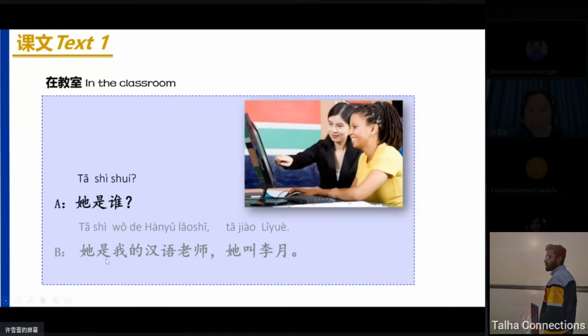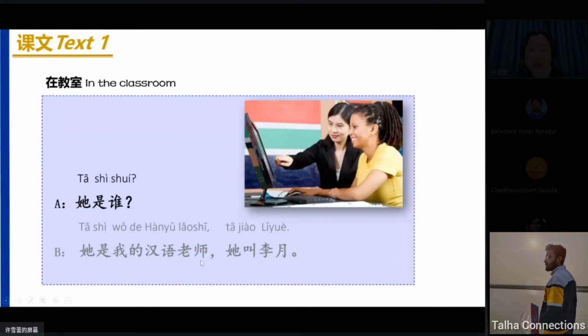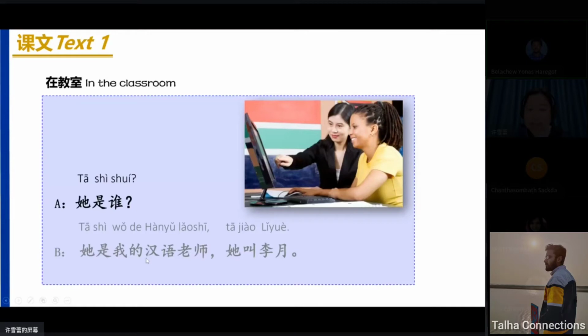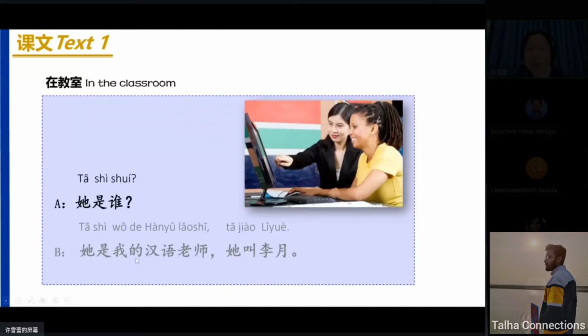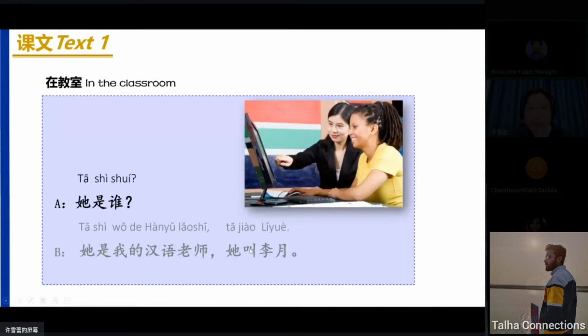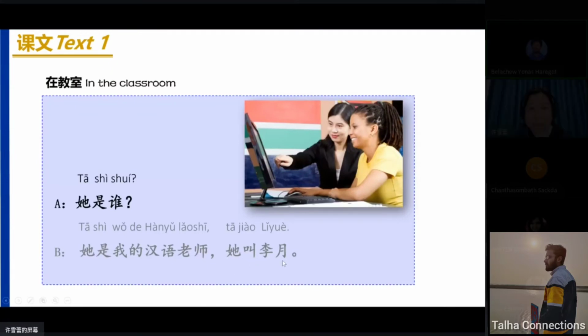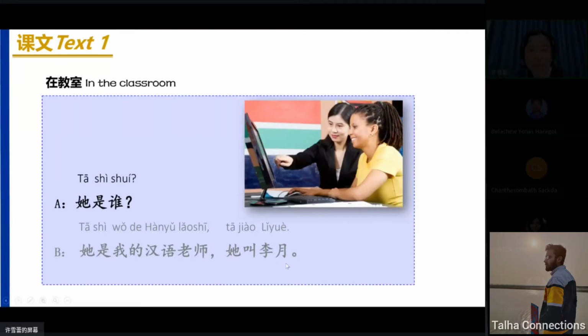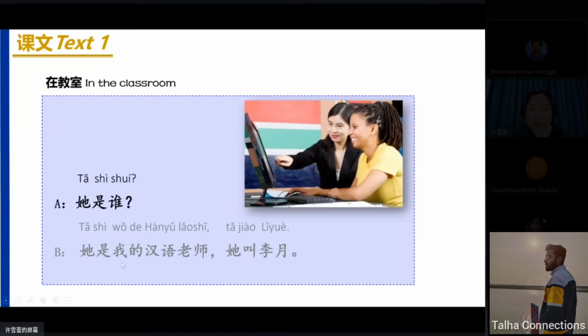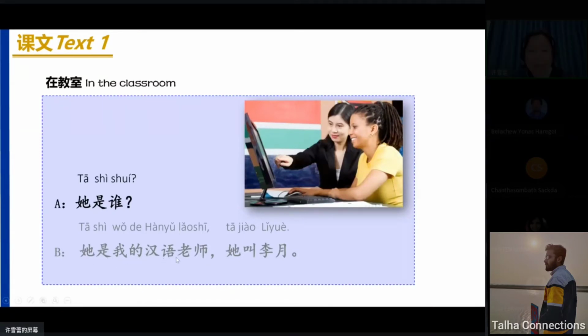Again, 她是我的汉语老师. She's my Chinese teacher. 再读一遍, 她是我的汉语老师. 她叫李月. Remember, when we talk about people's names, we may say 叫, yeah. 他叫李月. She is called 李月. Actually, her name is 李月. 好,再读一遍. 他是我的汉语老师. 他叫李月.